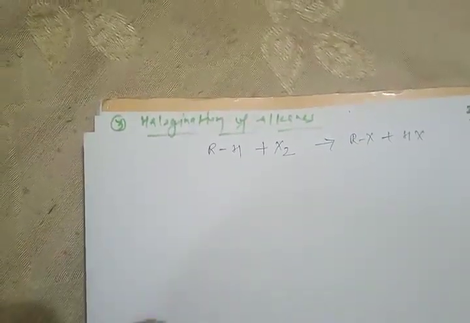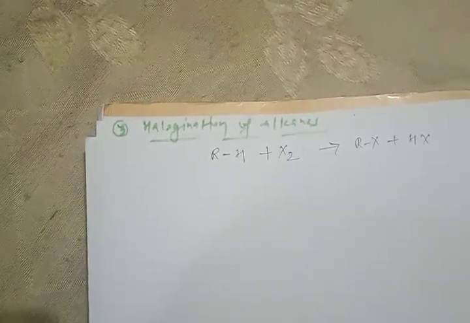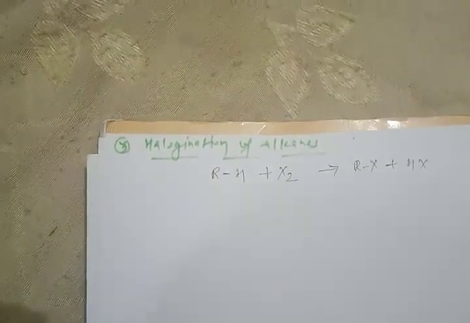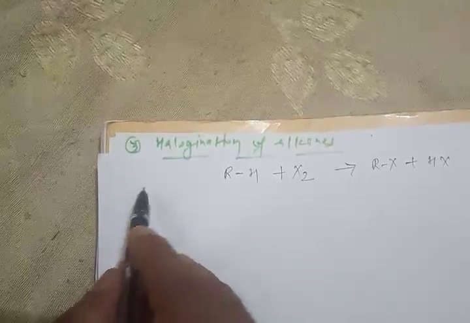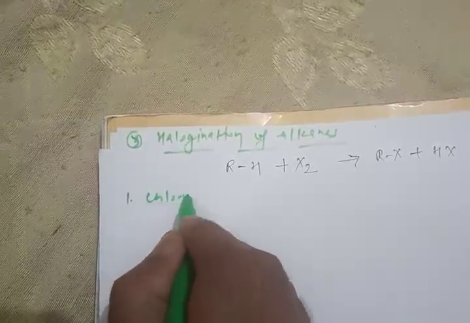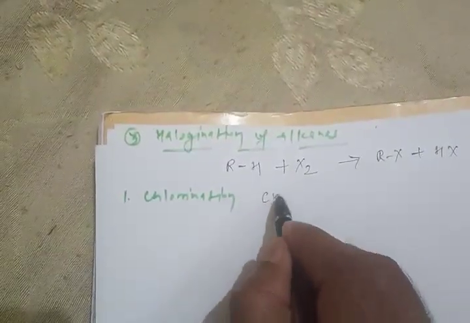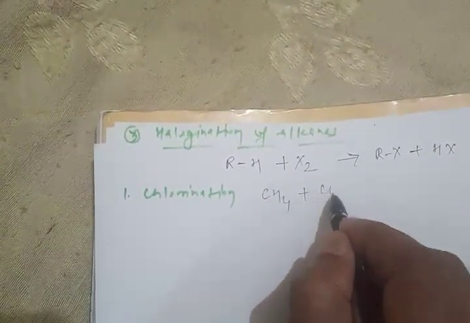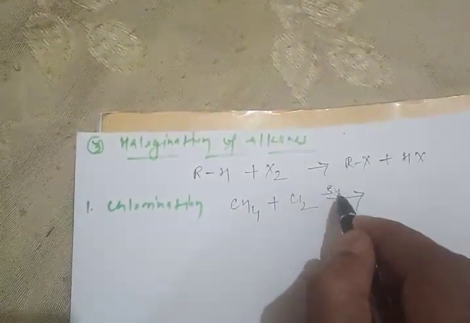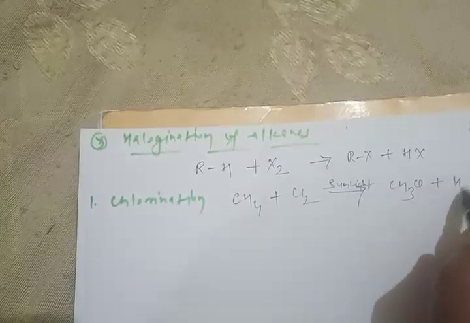Direct halogenation is possible with sunlight. Sunlight can be used for the direct halogenation, so chlorination is possible. So I'm writing chlorination. With halogen, like we have CH4 with Cl2 in the presence of sunlight, this will give CH3Cl plus HCl.